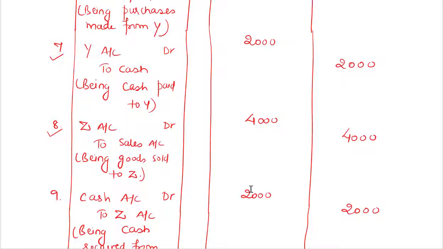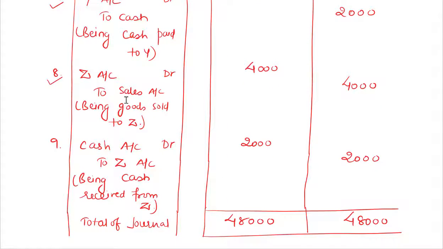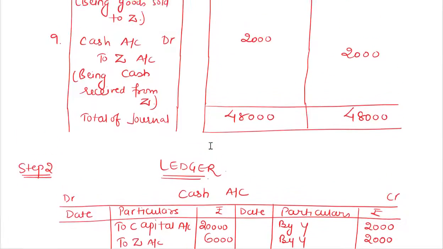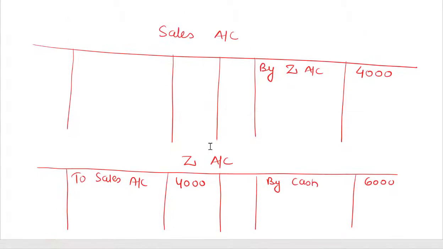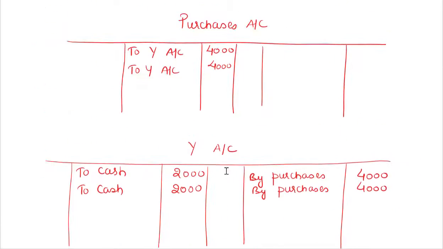Let's see the eighth entry now. Z to sales, that means sales will be debited in Z's account with the amount 4000, and in sales account we will credit Z. We will write by Z account and the amount will be 4000. We will write to sales 4000, and over here we will write in sales by Z 4000.